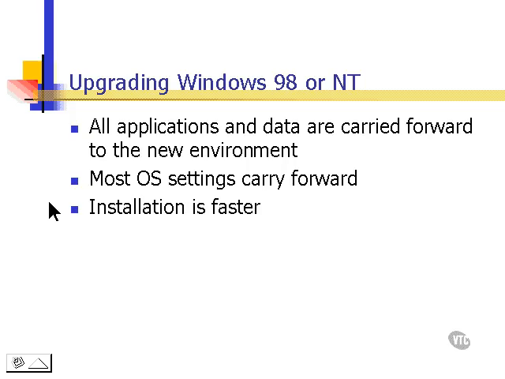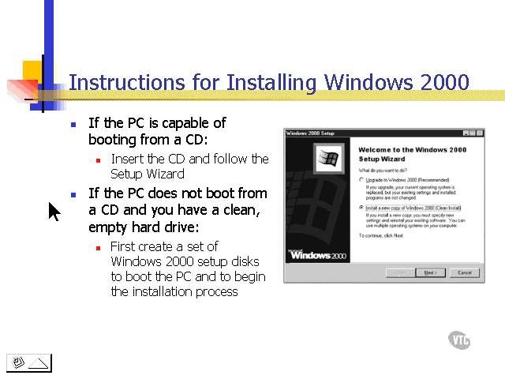When we install Windows 2000, we're really just following the wizard. If the PC is capable of booting from a CD, we insert the CD and we follow the setup wizard. If the PC cannot boot from a CD, then if you have a clean, empty hard drive, we could create a set of Windows 2000 setup disks and boot the PC and begin the installation process.